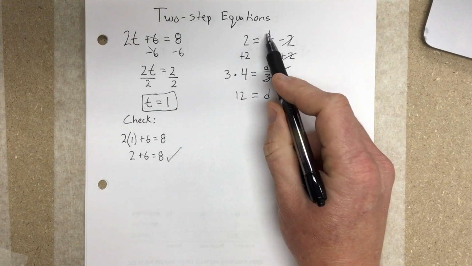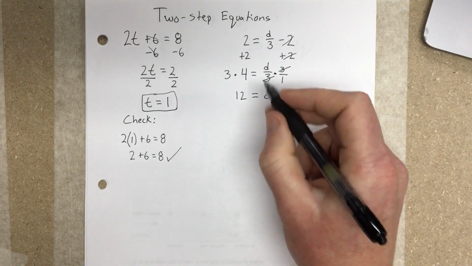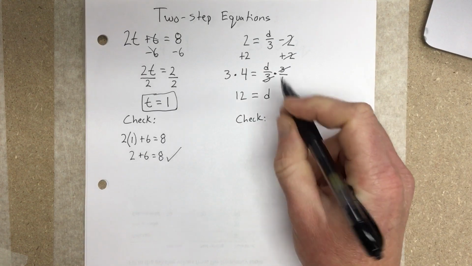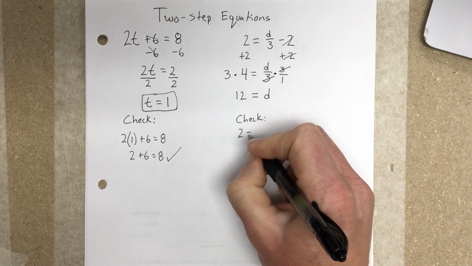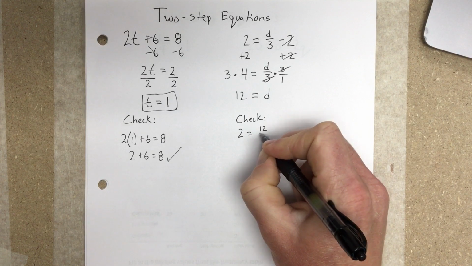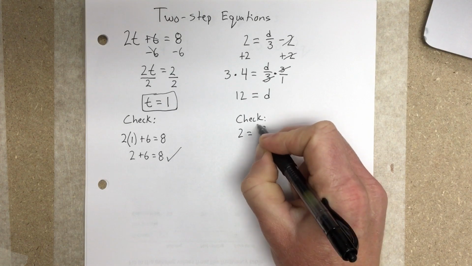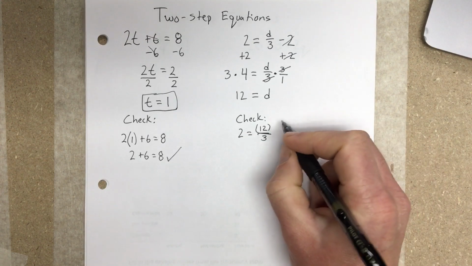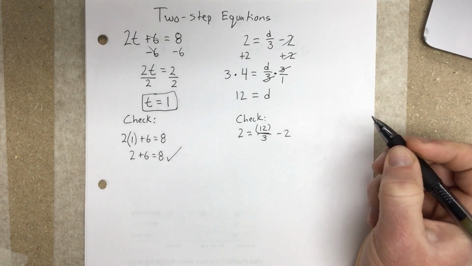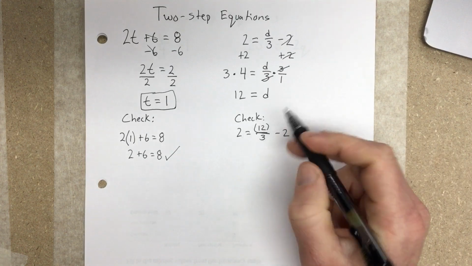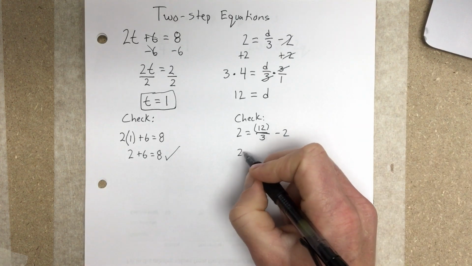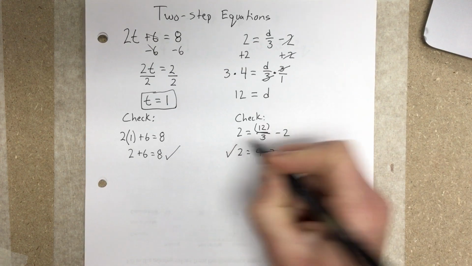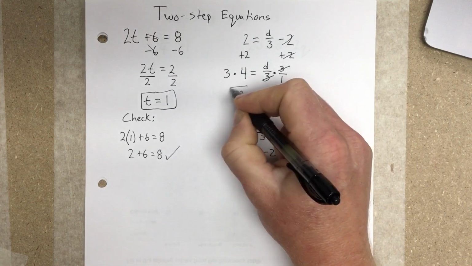That's what we think d should have been, the missing number. Let's check it by plugging it in. When we go to check that, we get 2 equals, we replace d with 12. And I'll put parentheses around the 12 just to show that d was there. You don't really have to do that. So the question is, does this all equal 2? 12 divided by 3, that gives you 4 minus 2. Well, we know 4 minus 2 is 2, so that checks out. So that was our solution.